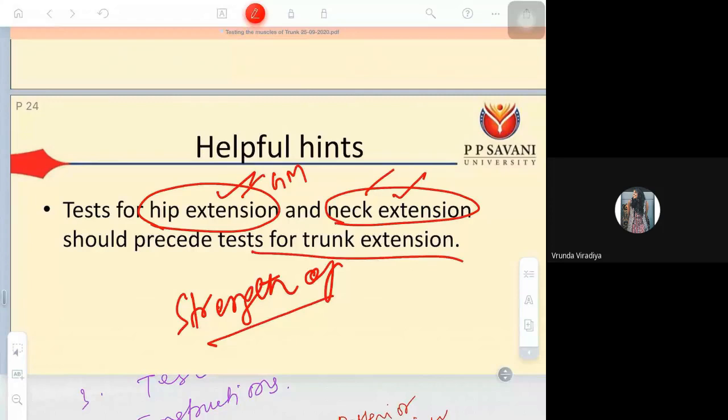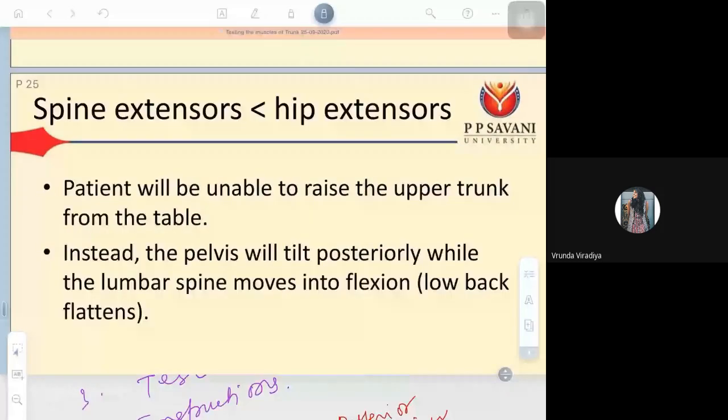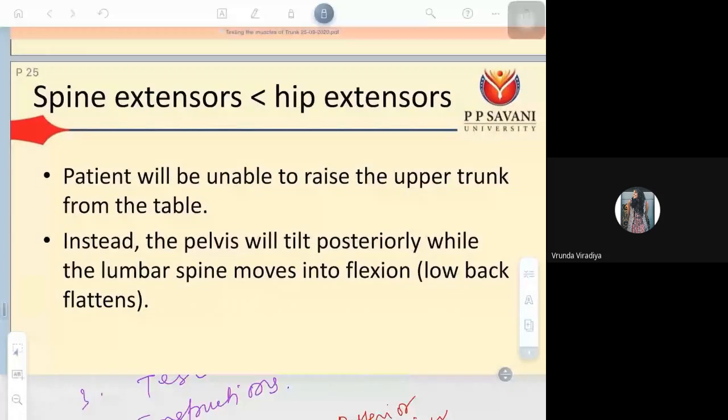That is, before testing the lumbar spinal extension strength and thoracic spinal extension strength, first you have to check hip extensor strength and cervical extensor strength. This is the first point you should remember. There is a relation. I will let you know. So now you listen carefully.